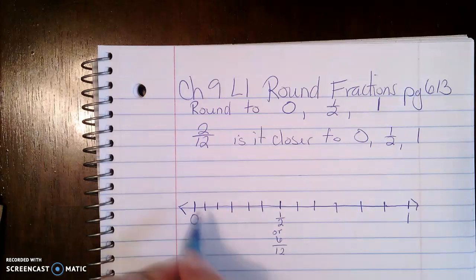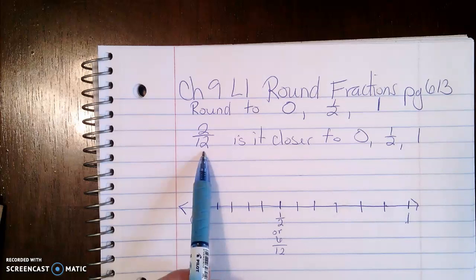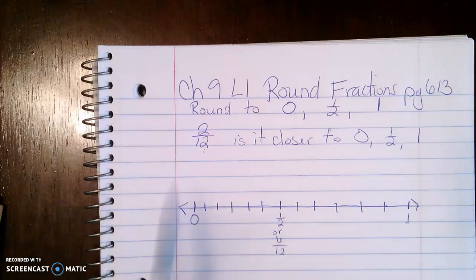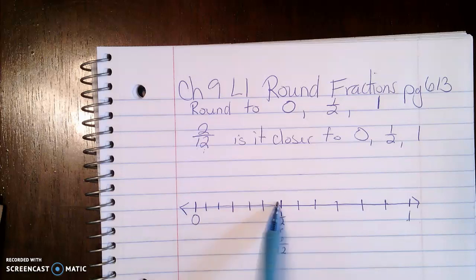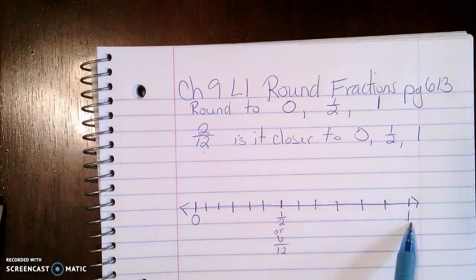So 2/12, I already divided. I made a number line from 0 to 1 because that is a proper fraction, which means it's less than 1. It's between the whole numbers of 0 and 1. And I divided my number line into 12 sections because my denominator is 12ths. So if I count, I go 1/12, 2/12, 3/12, 4/12, 5/12, 6/12, 7/12, 8/12, 9/12, 10/12, 11/12, and 12/12. So that is my number line.